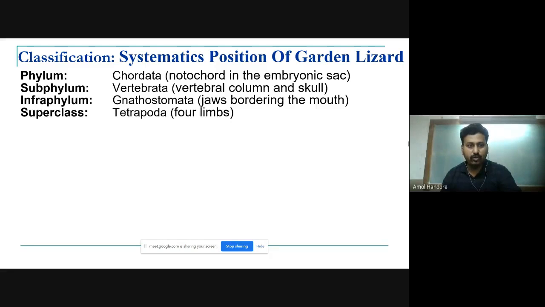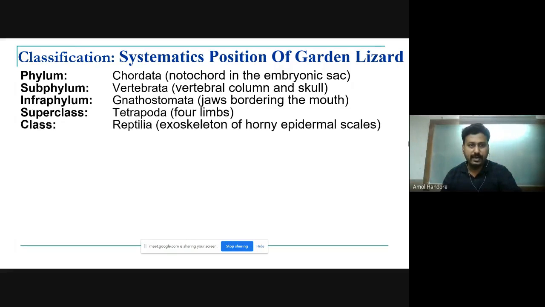Now they belong to superclass Tetrapoda. What is the meaning of Tetrapoda? Tetra means four and podos means limbs or legs. Yes, so they have four limbs. That's why we classify them as tetrapods. Then comes the class Reptilia. What is the peculiar feature of reptiles? They have the exoskeleton, which is made up of horny epidermal scales, which is very rough, and scales are present throughout the body surface.